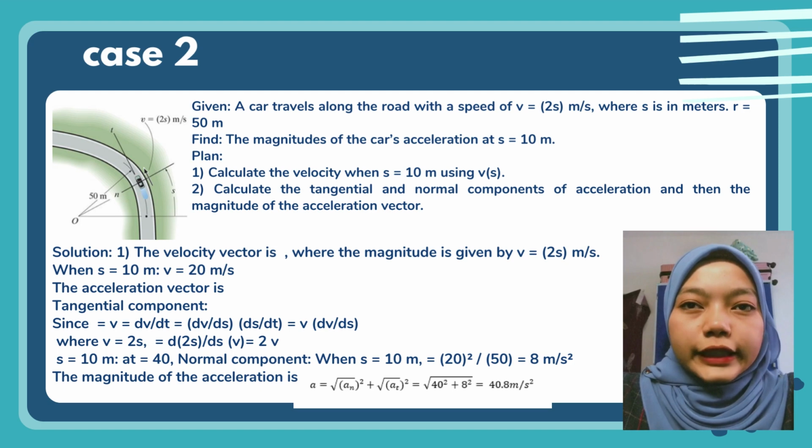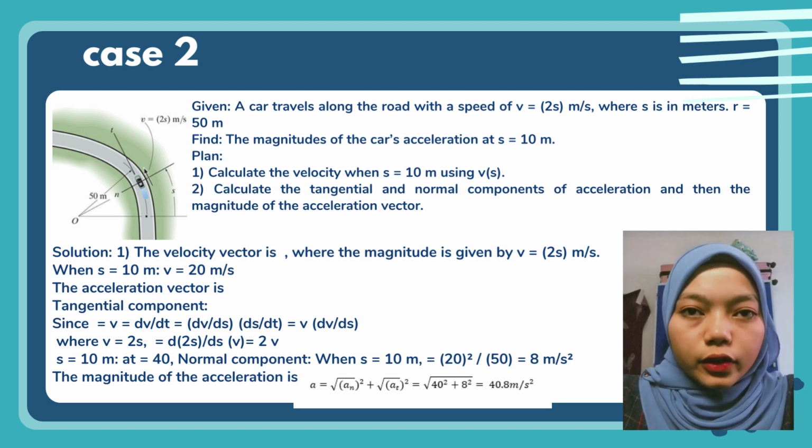Study case 2. Given a car travels along the road with a speed of v equal to 2s meters per second, where s is in meters, and r equal to 50 meters. Find the magnitude of the car's acceleration at s equal to 10 meters.